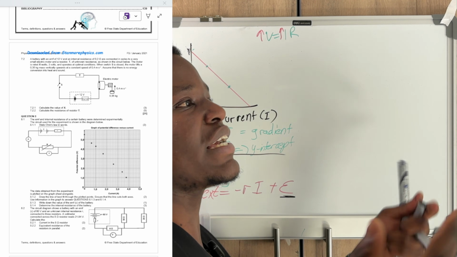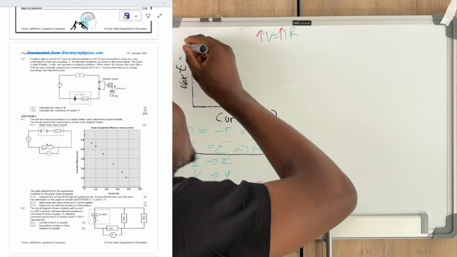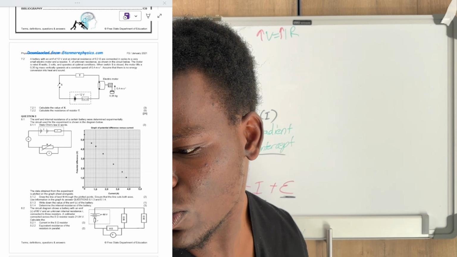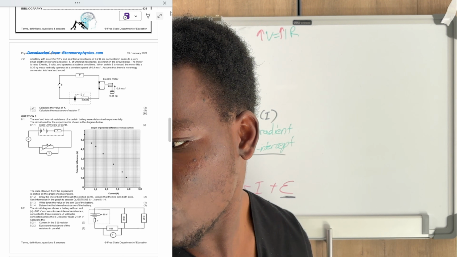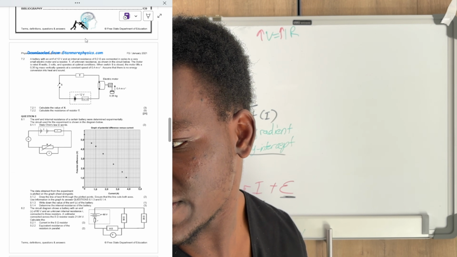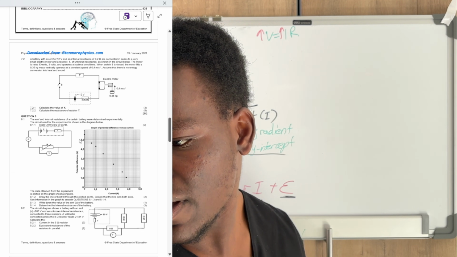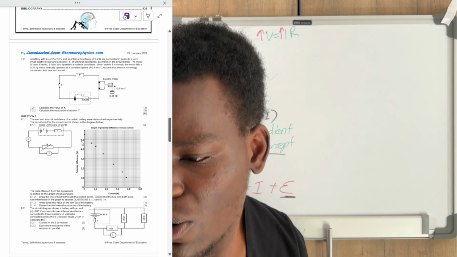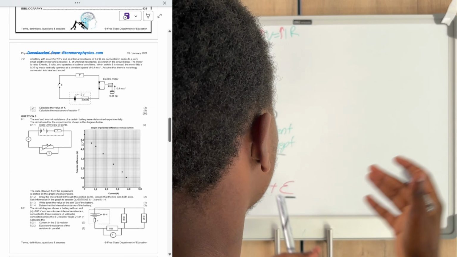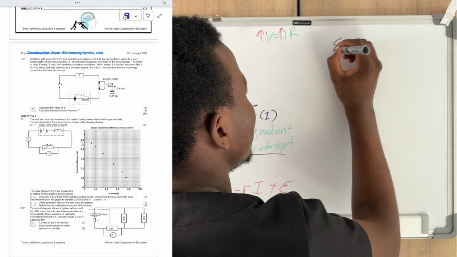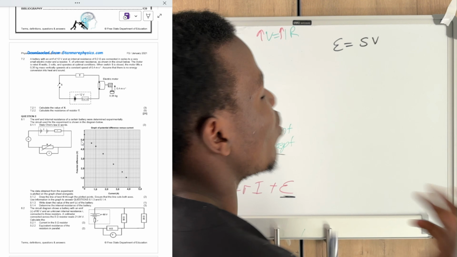We just come and take our y-intercept from the graph. As you can see, this here is the y-intercept. I'm not sure if my mouse is visible. This is our y-intercept now. So we just take that value to say that our EMF equals 5 volts. No calculation.